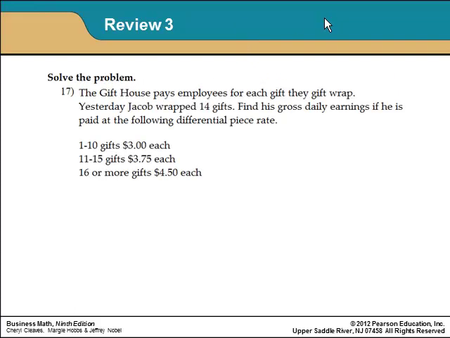Next one. The gift house pays employees for each gift they wrap. Yesterday, Jacob wrapped 14 gifts. Find his gross earnings if he is paid the following differential piece rate. For 1 to 10 gifts, he's paid $3 each, so he gets $30 for that. For 11 to 14, he's paid $3.75, so that's 4 times 3.75. He gets $15 there. So his total is $45.